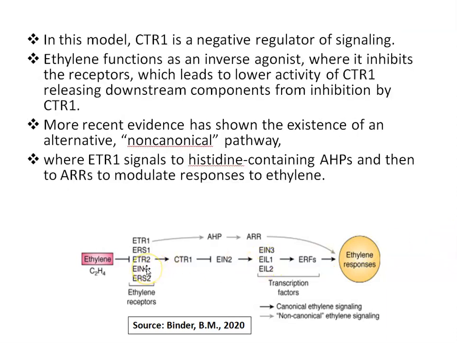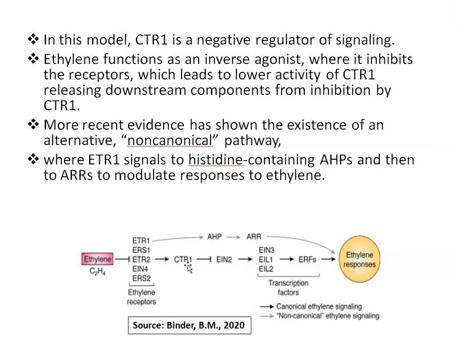Now, in this model, CTR1 is a negative regulator of signaling, right? Ethylene functions here as an inverse agonist, where it inhibits the receptors, which leads to lower activity of CTR1, releasing downstream components from inhibition by CTR1, right?